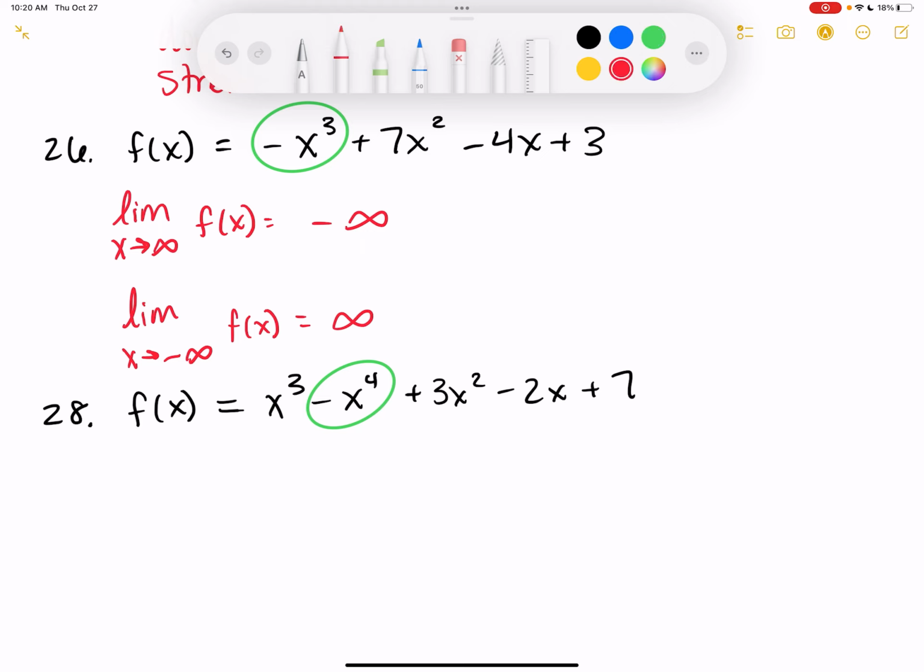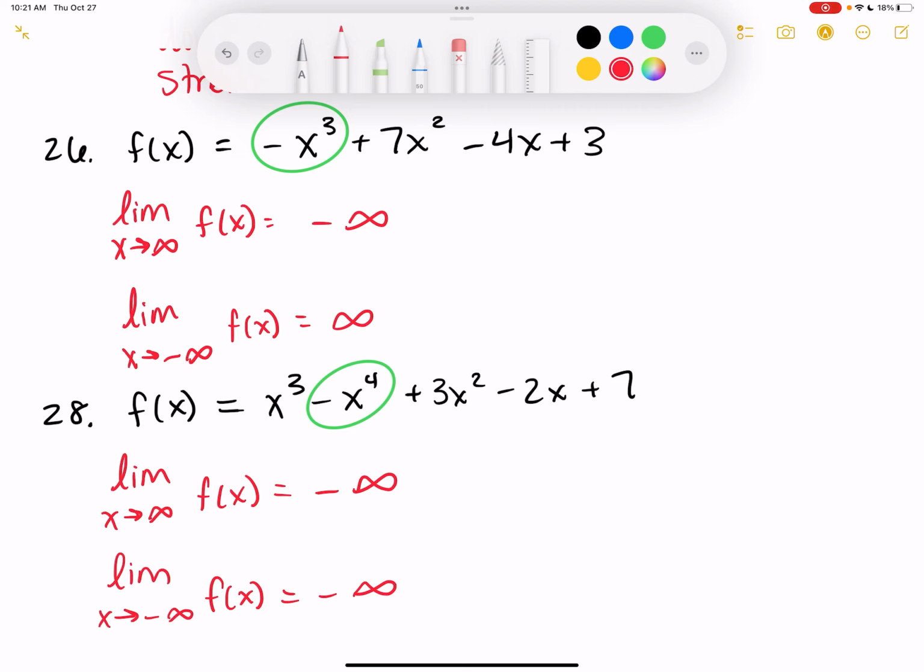So, the limit as x goes to infinity of f of x, and the limit as x goes to negative infinity of f of x equals. So as x gets really, really big in the positive direction, something like 500, if I have negative 500 to the fourth, where is it going? Negative infinity. And if I plug in a negative, so negative times negative 500 to the fourth, what's happening? It's still negative. Still negative. So they can both be negative, both be positive, it just depends on what you have to start with.